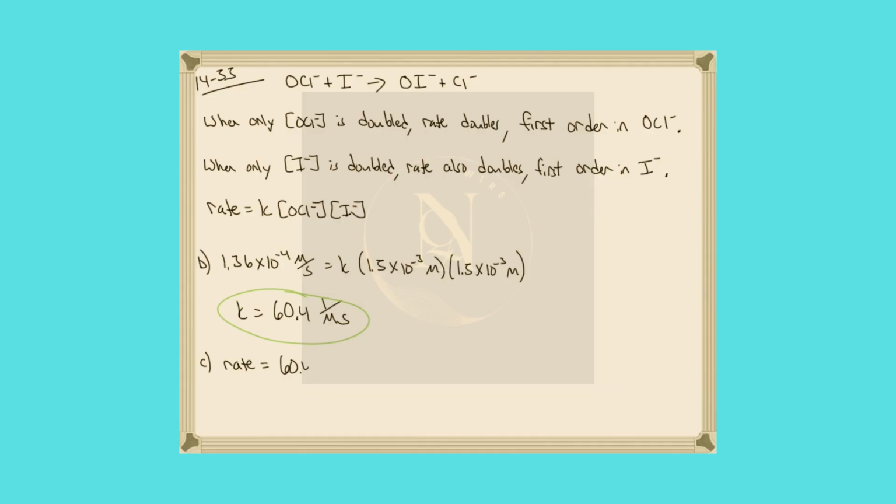It's second order overall because it's first order with respect to both reactants. Therefore, a second order overall reaction has units of 1 over molarity time, and the time units are seconds.